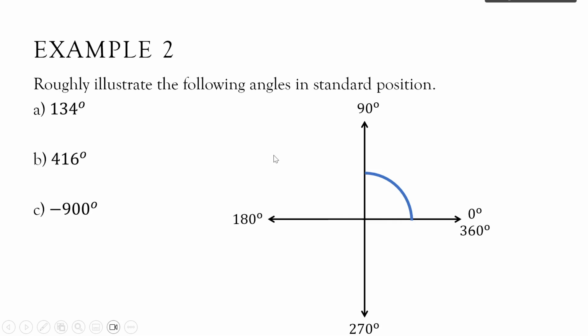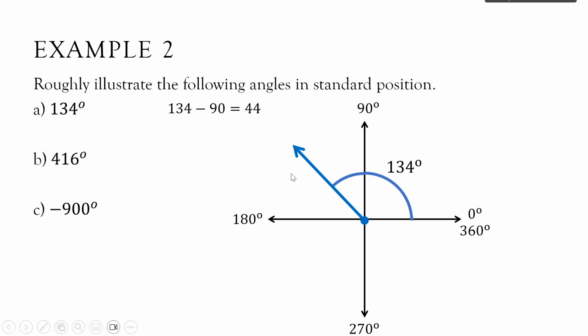Well, I've already gone 90 degrees. If I subtract 90 from 134, this tells me I need to go 44 more degrees. So if I go another 44 degrees, I'm roughly somewhere around here. This should give me 134 degrees. Again, I'm not looking for an exact answer or necessarily an exact drawing, but we should be in the correct ballpark. So this is what 134 degrees looks like, and we have part A complete.